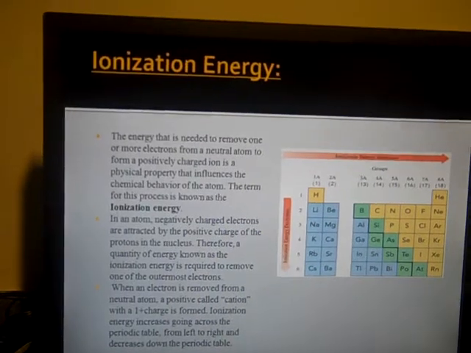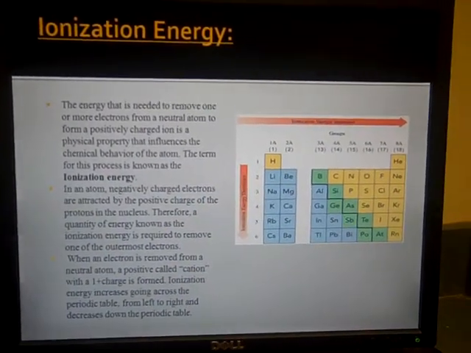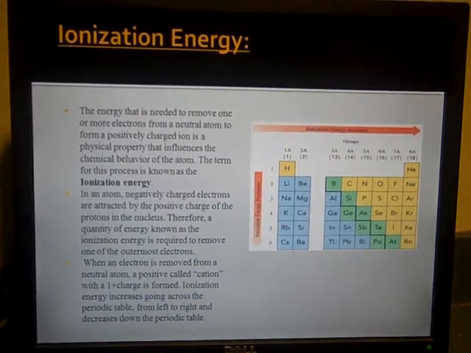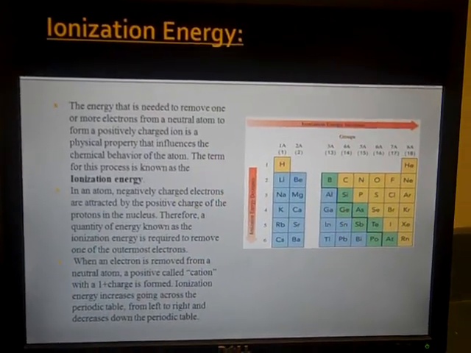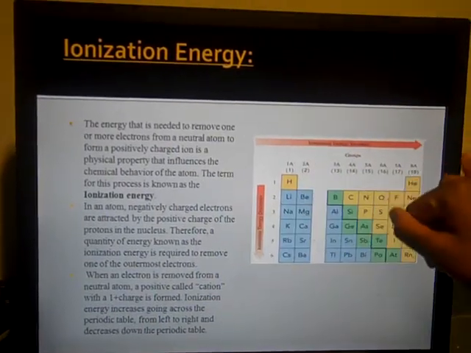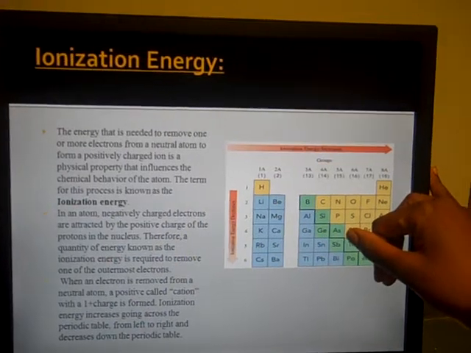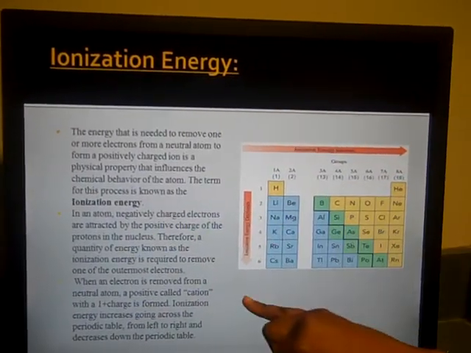When an electron is removed from the neutral atom, a positive ion called a cation with a +1 charge is formed. Ionization energy increases going across the periodic table, and it decreases going down the periodic table.